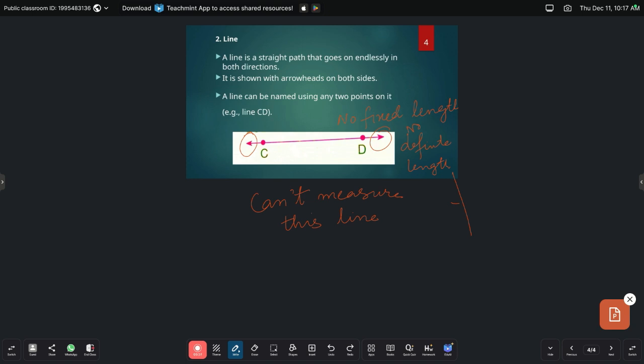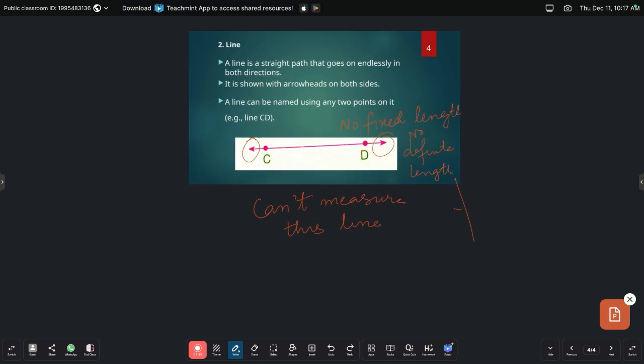Now, I'll show you the representation of this line. How can we represent a line? As you can observe from the figure, this line is named as C and D. So we can represent it as line CD, line DC, or CD with a small line over it, or DC with a small line over it.